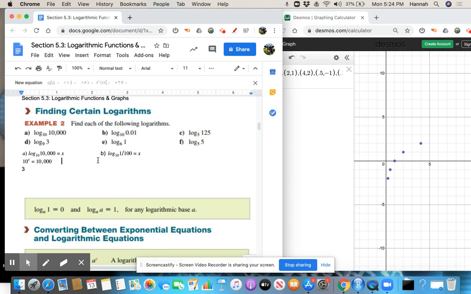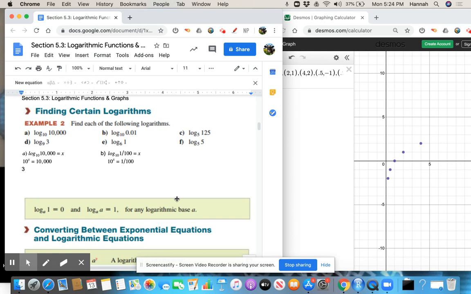Okay, so now if I want to change this to an exponential, here's what I would do. I would say, well, x is by itself, so x is my exponent. The 10 and the 1 over 100 are going to go around that exponent. So 10 to the x equals 1 over 100.